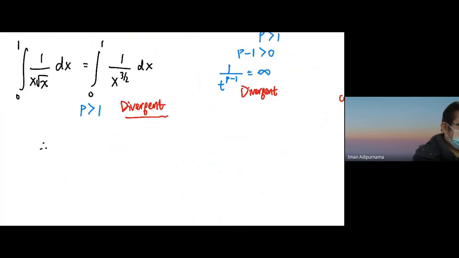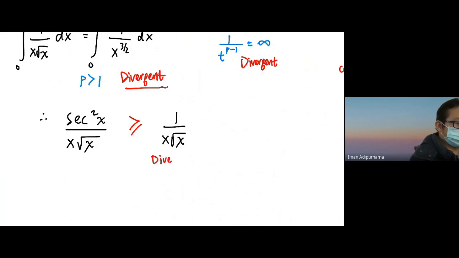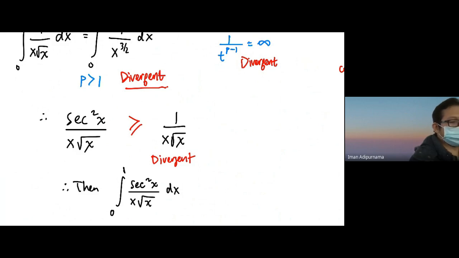Then we can write down that secant squared x over square root of x, if we compare with this, this probably will be greater, right? Because secant can be 2, it can be square root of 2, and it'll be greater, right? If you check pi over 4, it will at least be greater, right? So because this is divergent, then the integral from 0 to 1 of secant squared x over square root of x dx also diverges by the comparison theorem.